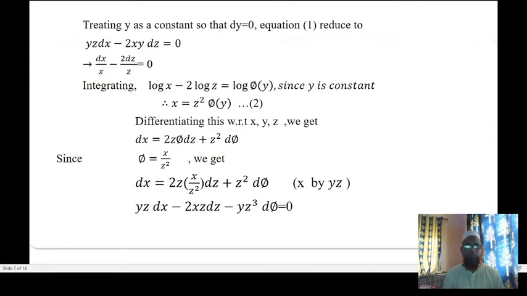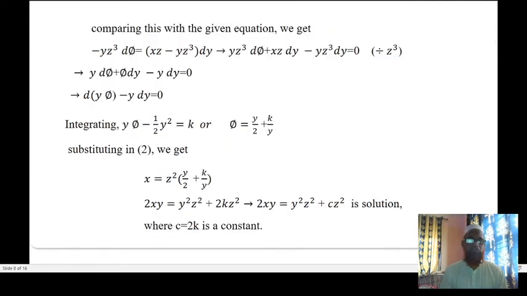Differentiate with respect to x, y, z, we get dx equal to 2z phi dz plus z square d phi. So phi is also a function of y. Since from 2, phi equal to x by z square, we get dx minus 2x by z dz minus z square d phi. So multiply by yz: yz dx minus 2xy dz minus yz cube d phi. So comparing with the given equation, minus yz cube d phi equal to (xz minus yz cube) dy.